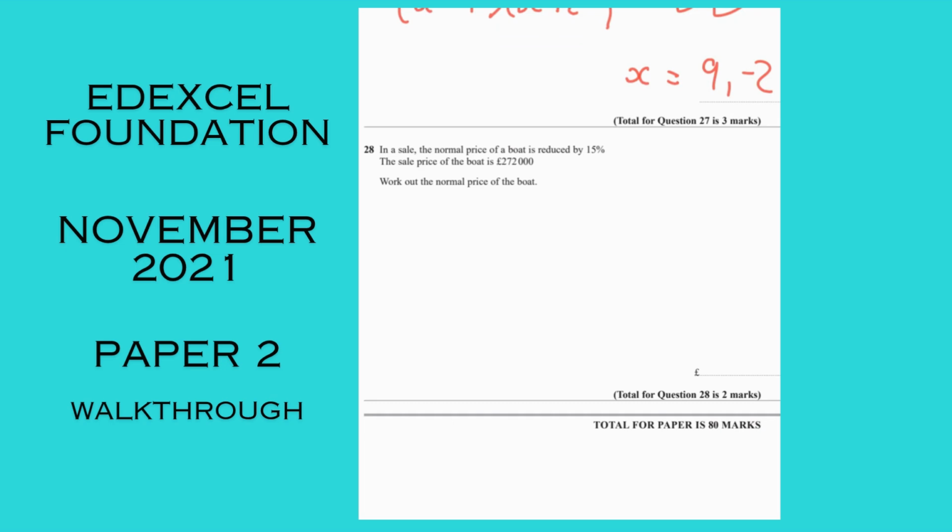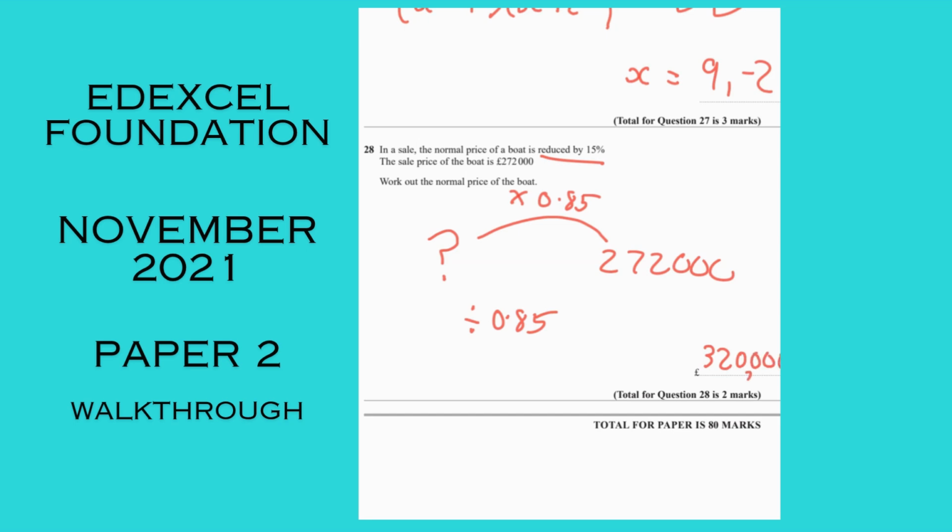And finally, number 28, it's reverse percentages because you don't know the original amount. You do know the multiplier because it's been reduced by 15%. So reverse percentages is all about reversing the flow, divide by your multiplier. If it spits out a nice friendly looking answer, you know you've done it right.